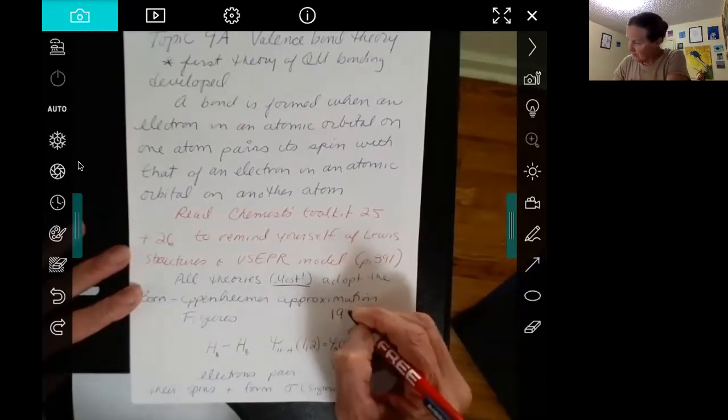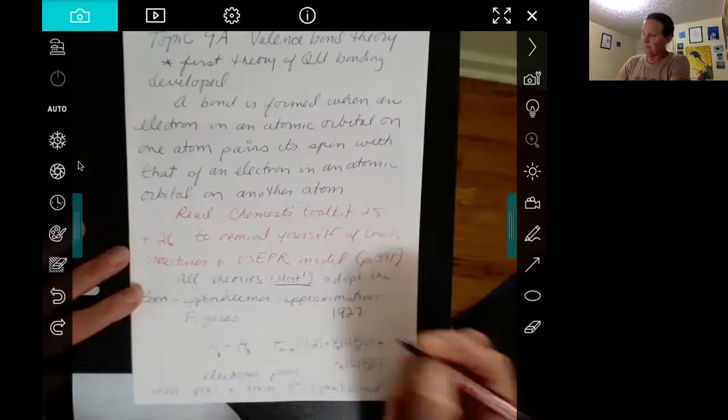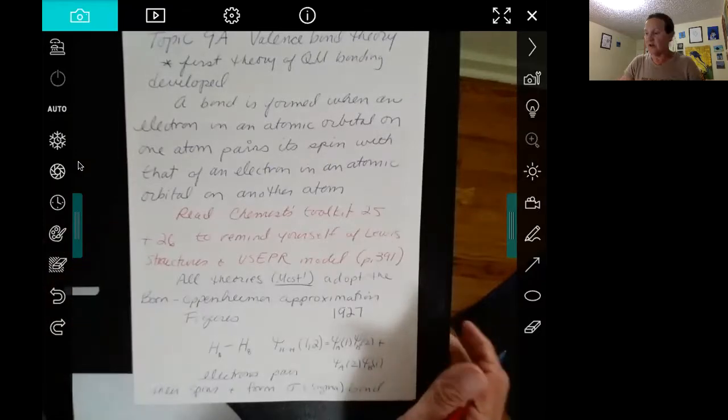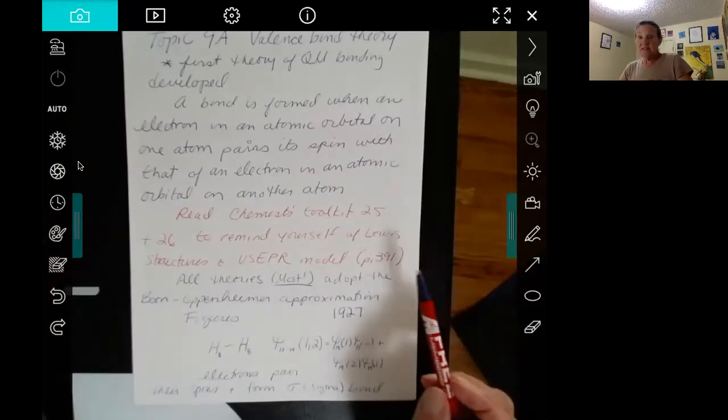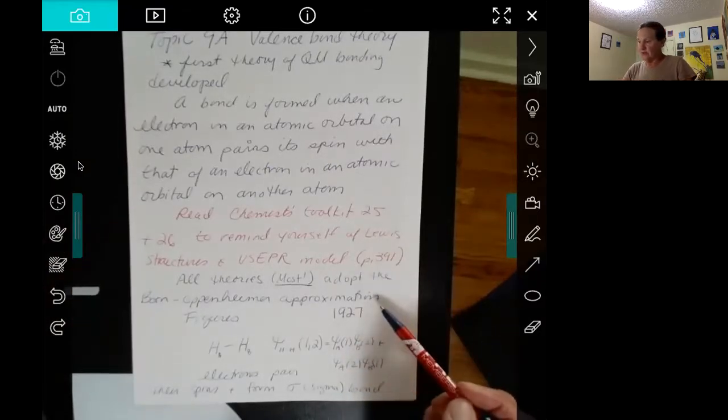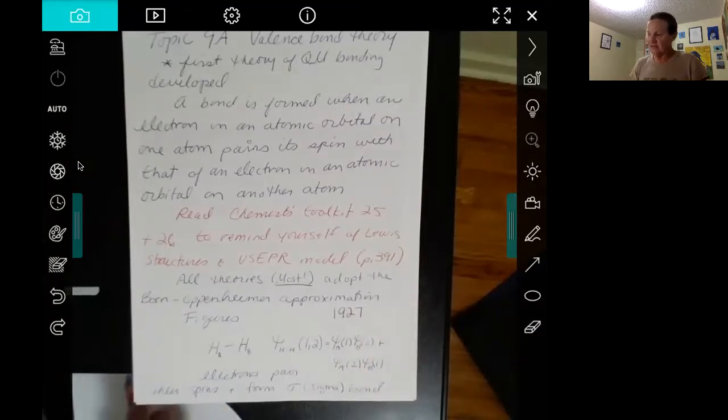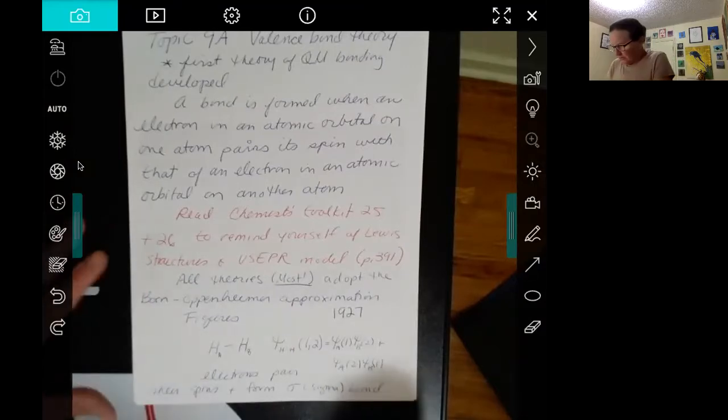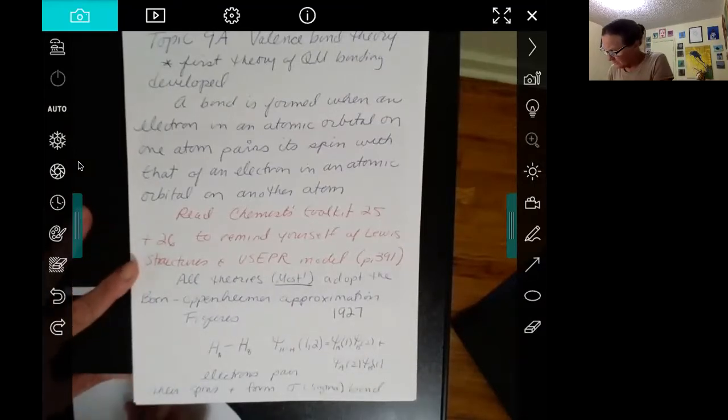So the Born-Oppenheimer approximation is important, but it's been around since 1927, developed by Max Born and Robert Oppenheimer. And so it is a very popular approximation. It allows us to do calculations that would be very hard otherwise. Trying to do even the simplest systems when you don't use the Born-Oppenheimer approximation is very challenging. So let's look.